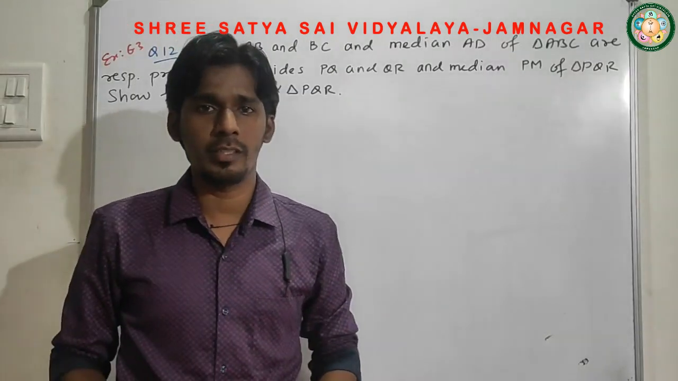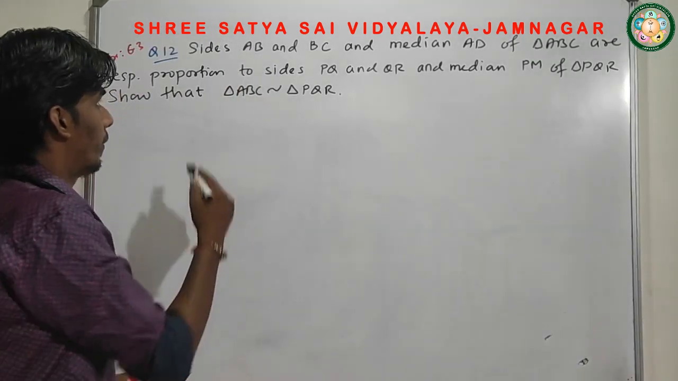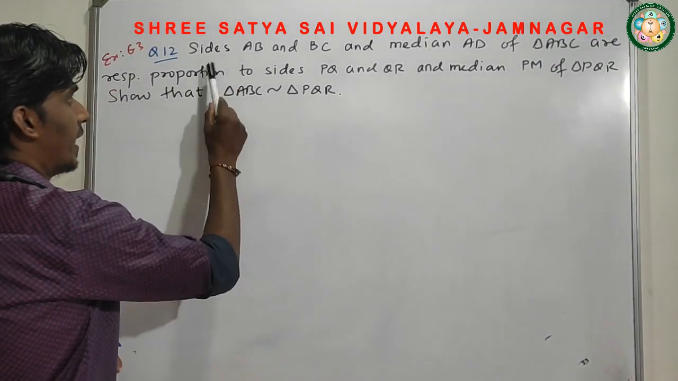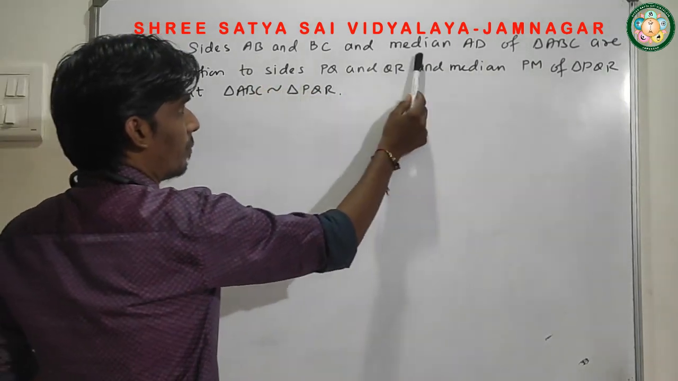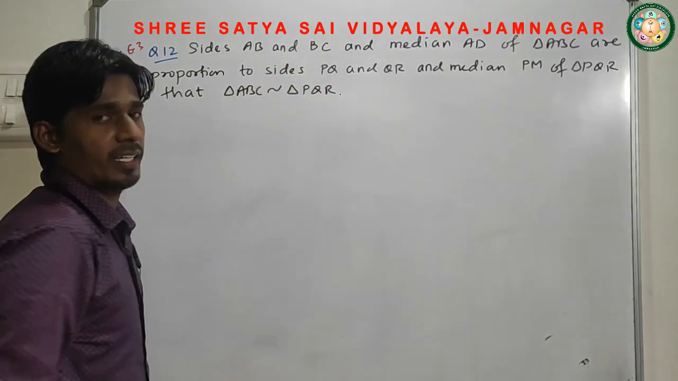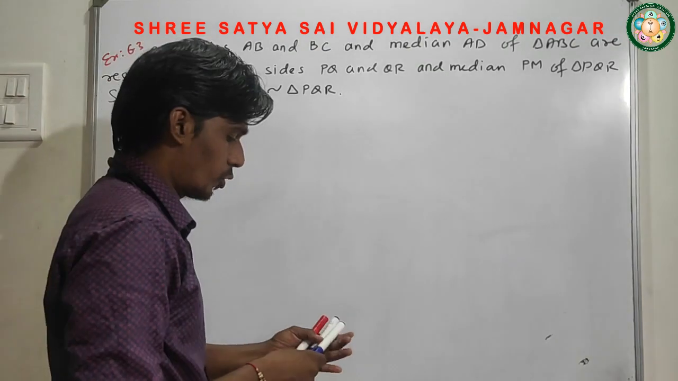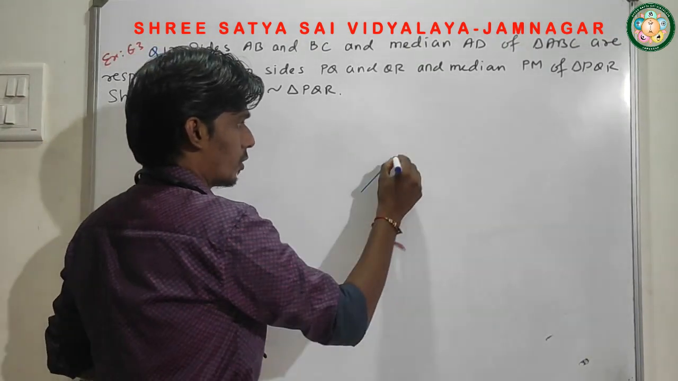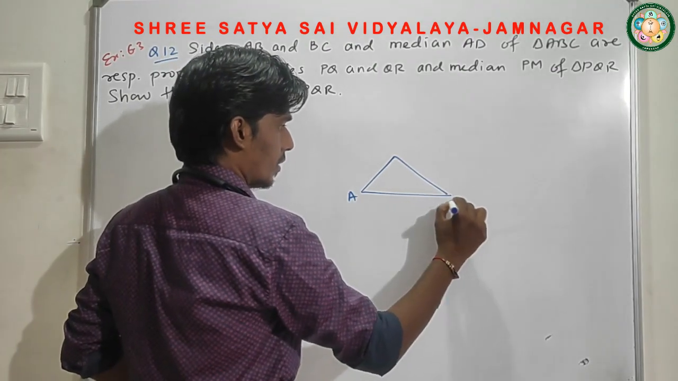One of the most important, question number 12 of 6.3. Now here, as per the question, sides AB and BC and median AD are given. So three parts are given: two sides AB and BC and the median of triangle ABC. Now I think most of you know what a median is. So if I draw a triangle, this is A, and this is what?